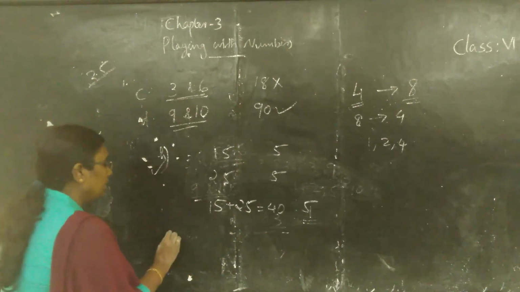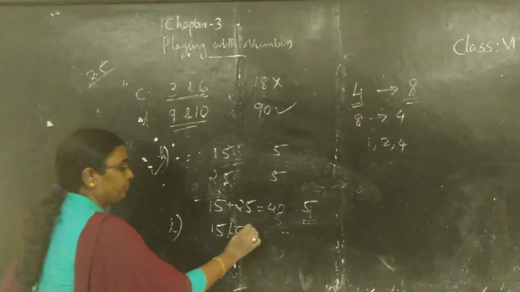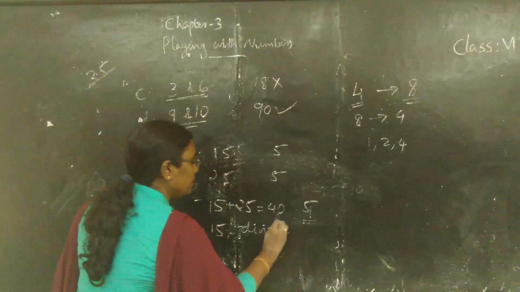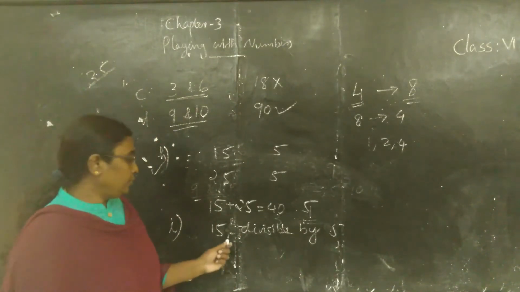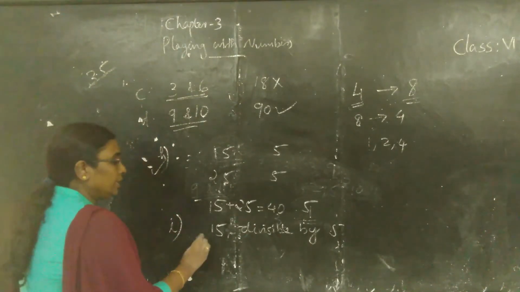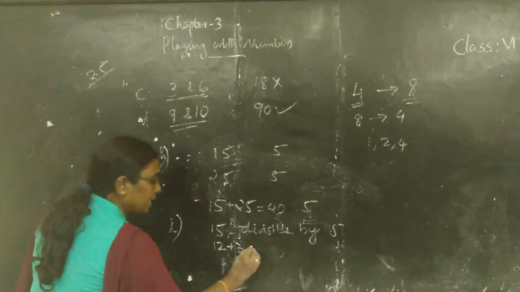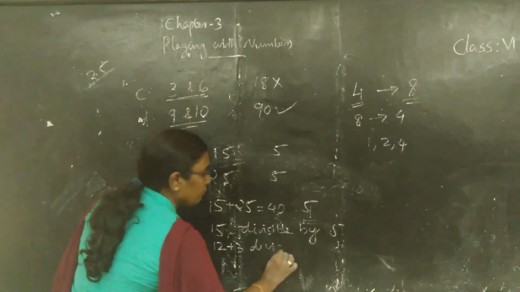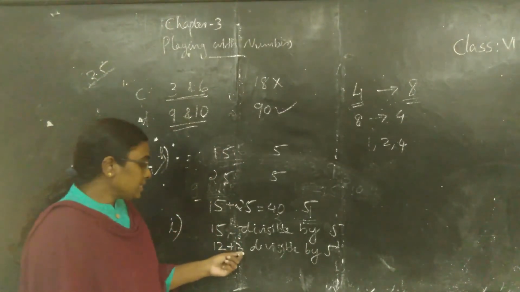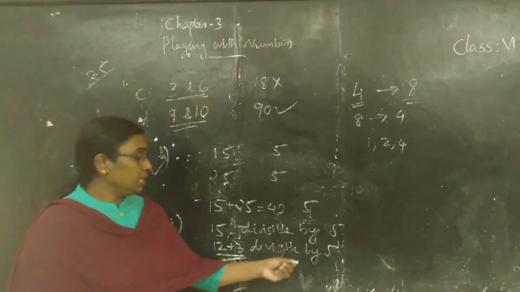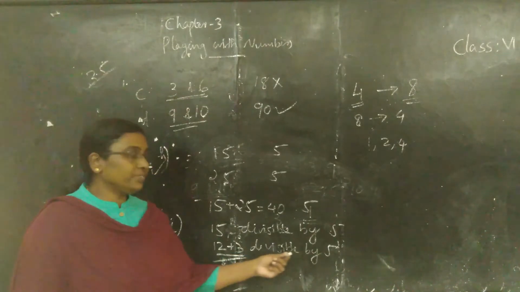Okay. The (iv) statement: 15 is divisible by 5. We know that. What is 15? That is 12 plus 3. We can say that 12 plus 3 is divisible by 5. Am I correct? 12 plus 3 is 15, and 15 is divisible by 5. In other words, 15 can be 12 plus 3, divisible by 5.